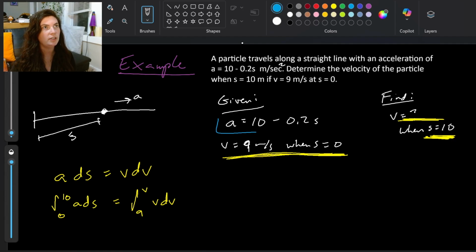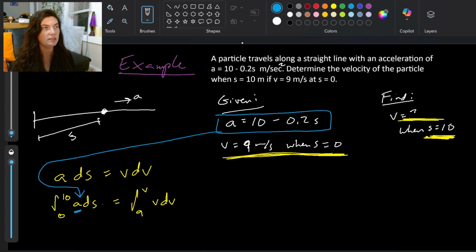Now remember, the equation they gave us for a is in terms of s, which means I'm going to have to plug this in for a before I do this integral, because a and s are dependent. They are related to each other. So when I plug that in, I actually get the integral from 0 to 10 of 10 minus 0.2s ds equals the integral from 9 to v of v dv.